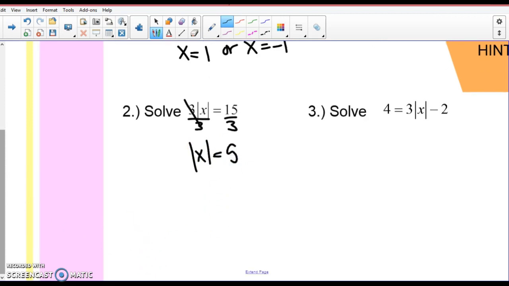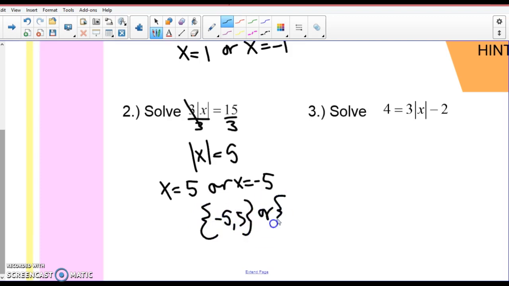Now, I break it up into the appropriate equation. What are my answers going to be? Justin? x can equal 5 or x can equal negative 5. Both of them will work. Now, if you wanted to write a solution set, you could write it this way. Negative 5, 5, or plus and minus 5. Either way.